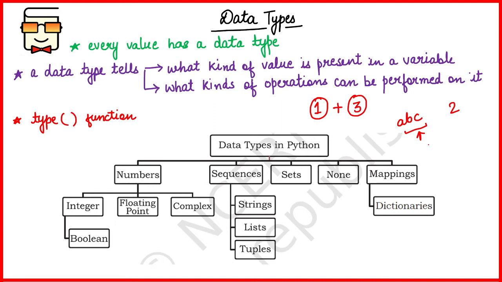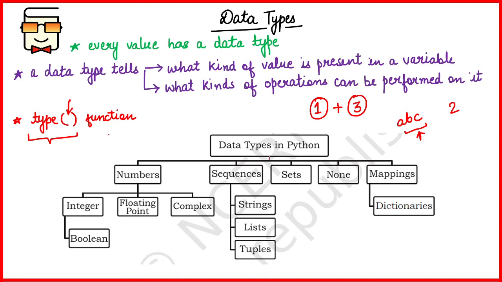And how can you know the data type of a particular variable or an object? Python provides a built-in function, which is the type function. Whichever variable's data type you want to know, just put the name of the variable here, execute this command, and you'll get the result.